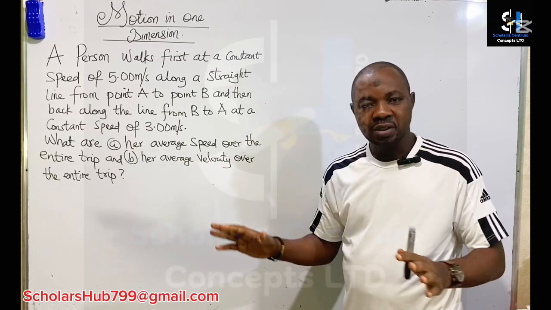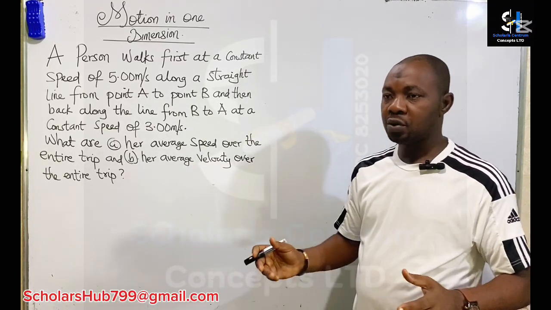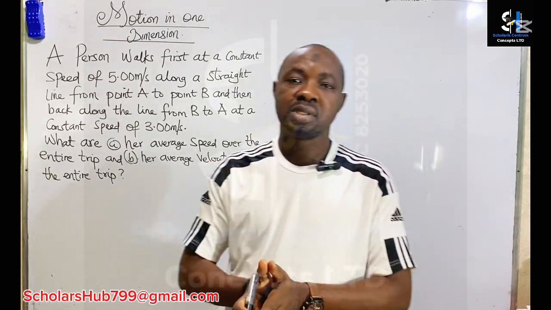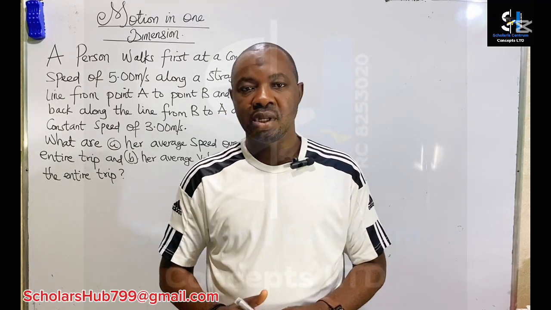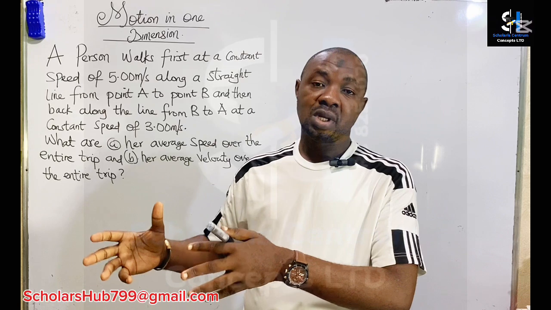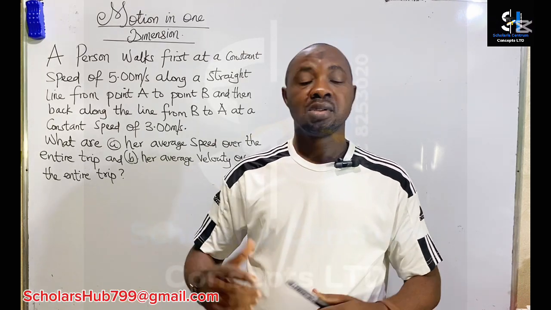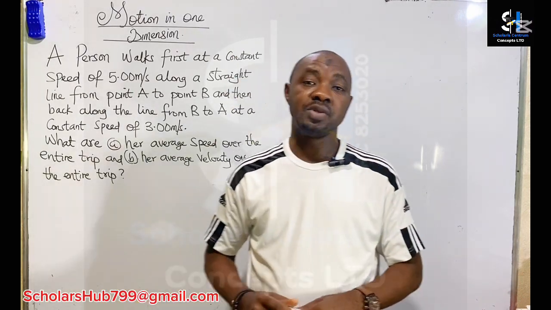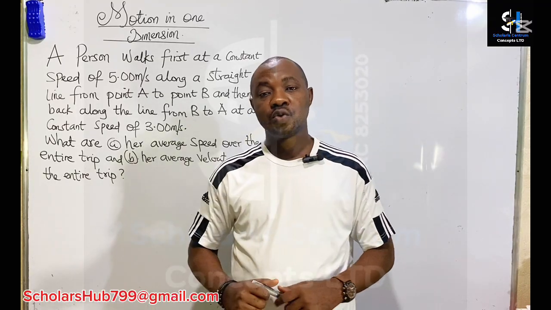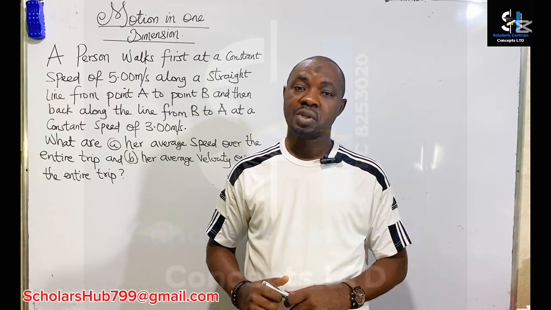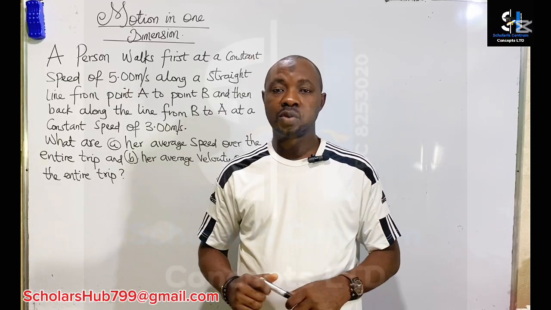Now, we have two different cases here. Of course, we know that speed and velocity have the same unit of measurement. In SI units, speed is measured in meters per second. Then velocity is also measured in what? Meters per second. But they are two different quantities.